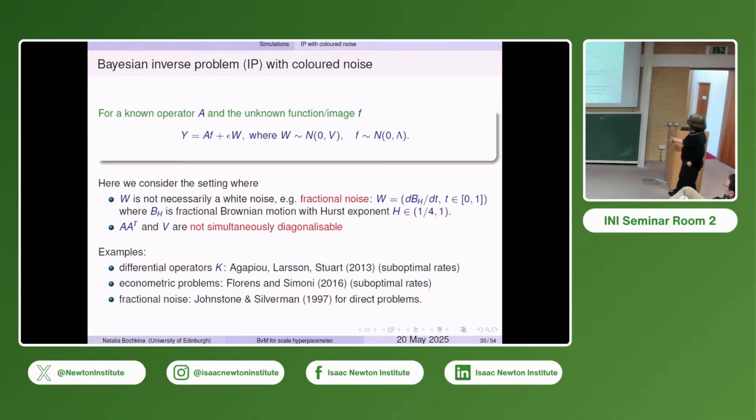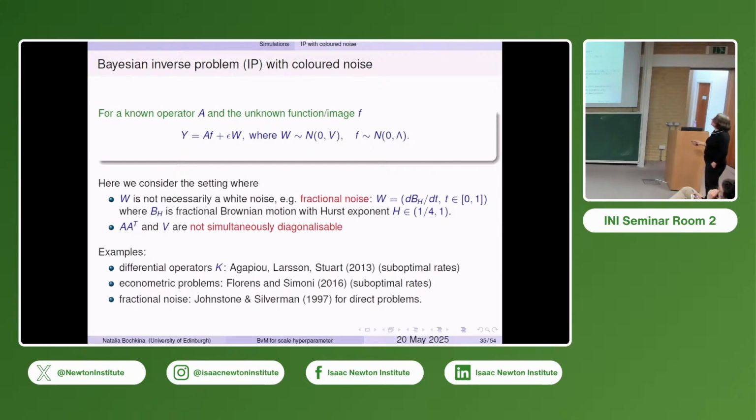The rates were a bit suboptimal. Also in econometric problems, apparently they arise when you model infinite dimensional models with instrumental variables and integrate things out, and you get dependence operators. I think I spoke to Anna about it. They've tried, and they also got suboptimal rates.